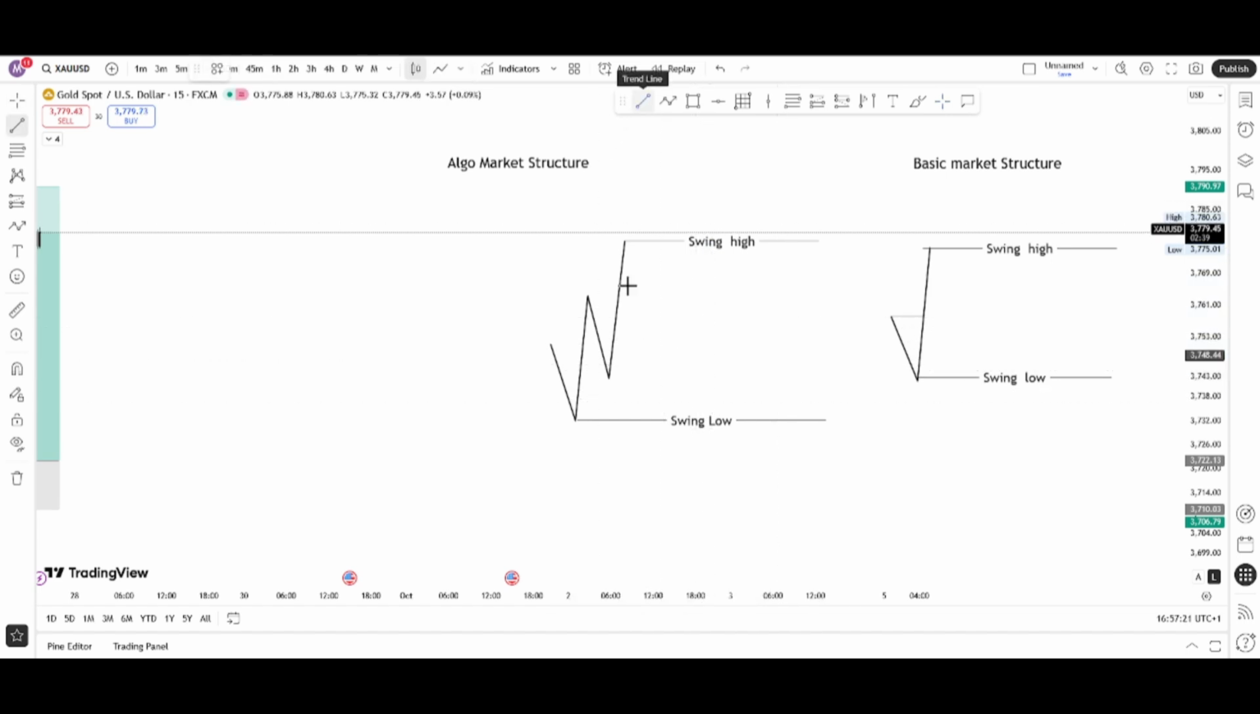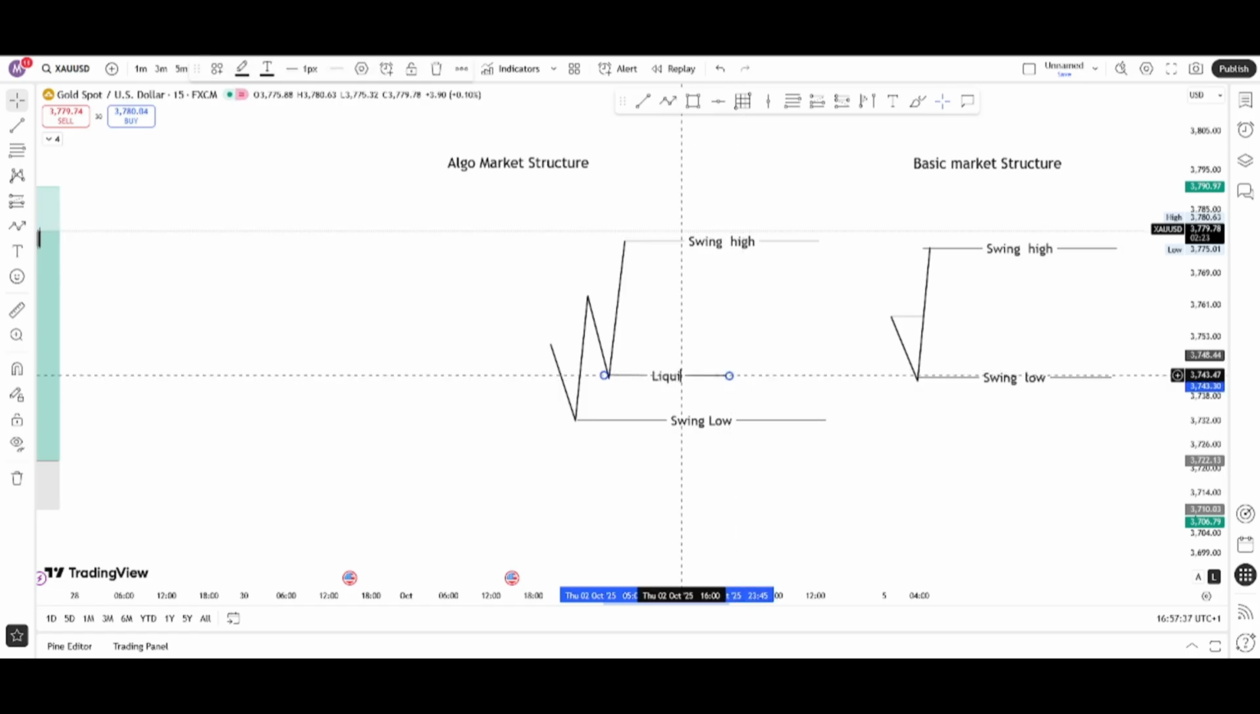So you see this point to be our liquidity zone. So we expect this low to be taken out. So here it serves as our liquidity. Okay, let me just type it, liquidity.